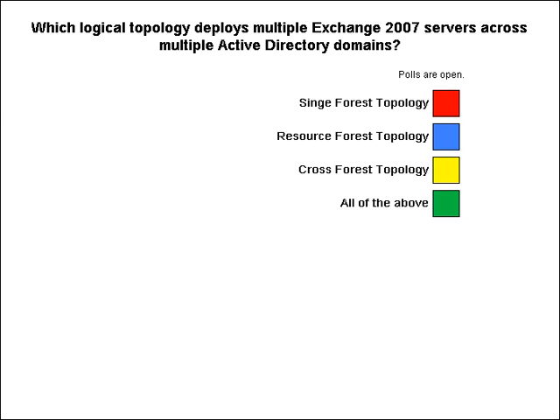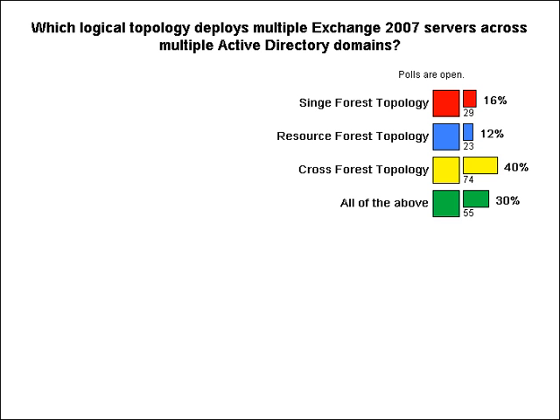So think about the 3 different forest topologies that are listed and think, can I have multiple AD domains with multiple Exchange servers in them? And that should give you an idea of what the answer is. So I'll give it another few seconds. I want to get over 50%, and it looks like we're at about 50%. So here we go.